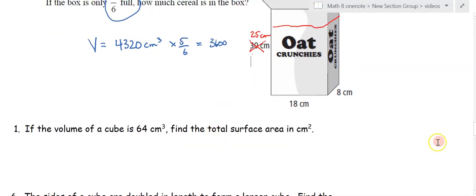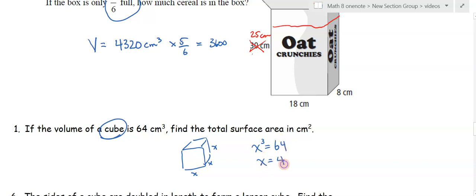If we know the volume of the cube, how could we find its surface area? Well, if you know the volume and you know it's a cube, you know that all the sides are the same. So in other words, x times x times x, or x cubed, is 64. So to solve for x, we would take the cube root of 64 to get 4. 4 times 4 times 4 is 64. We now know what each edge length, each dimension, is: 4 centimeters.